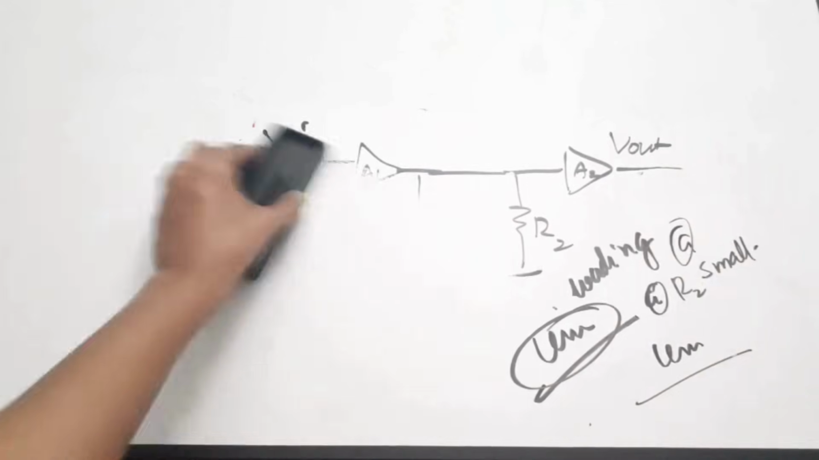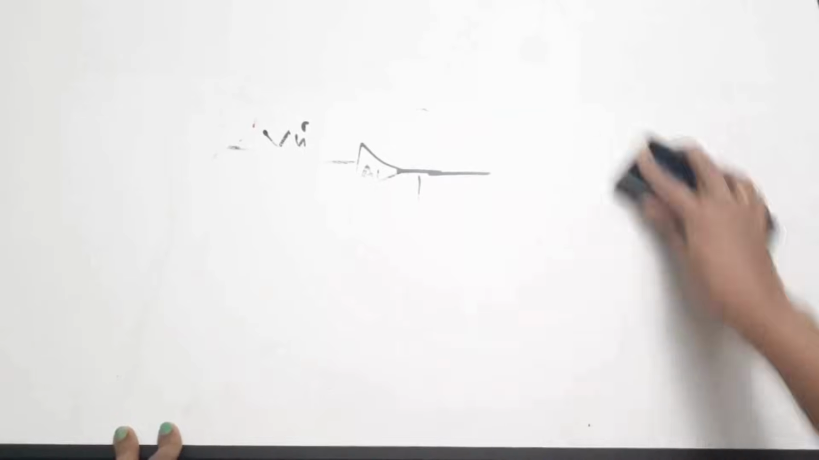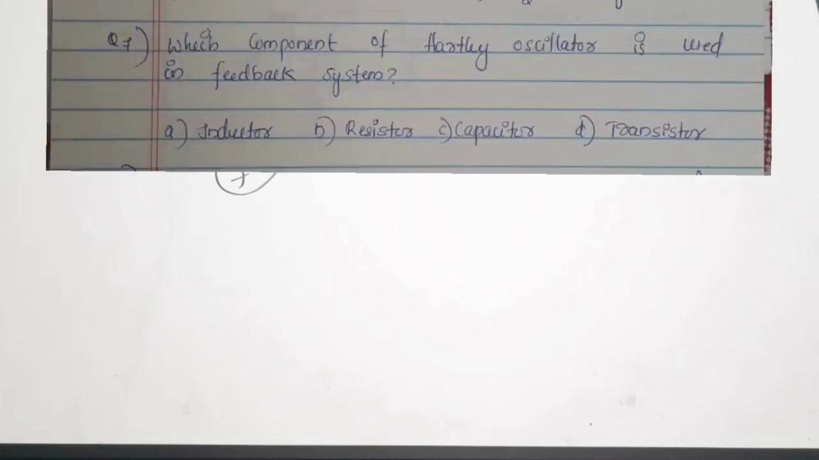Moving on to the seventh question. The seventh question is from the Hartley oscillator. Which component of the Hartley oscillator is used in the feedback system? We have done a detailed video on oscillators. Very quick, revisable, easy, simple, to the point video. So you can see that for reference. It is again in the analog electronics playlist itself.